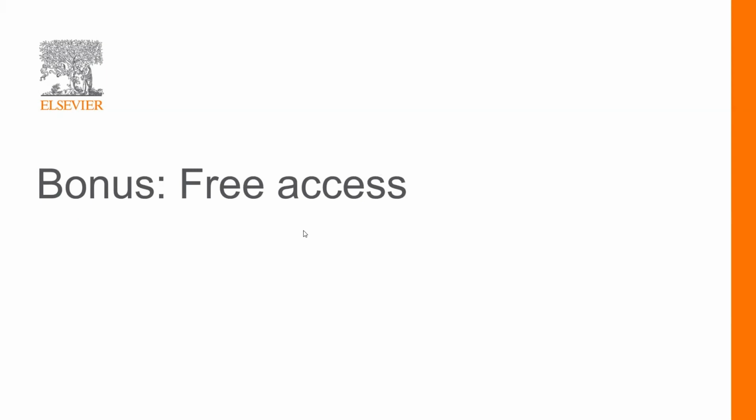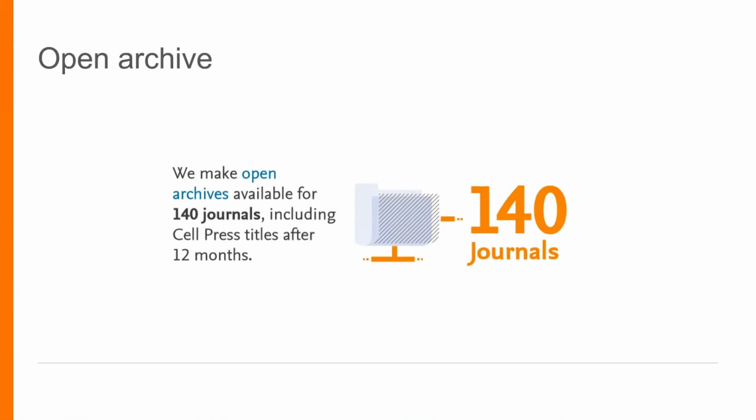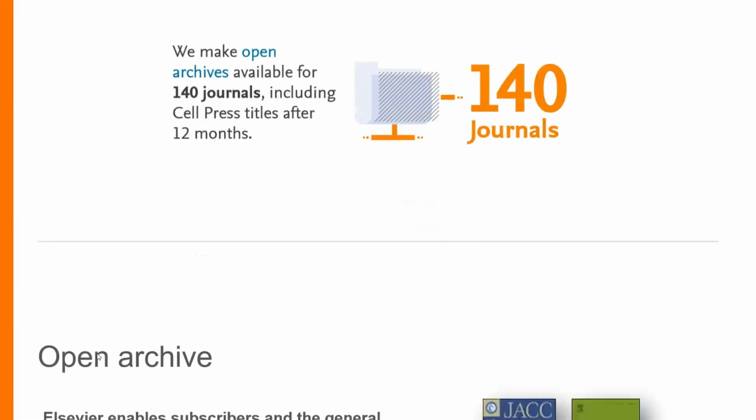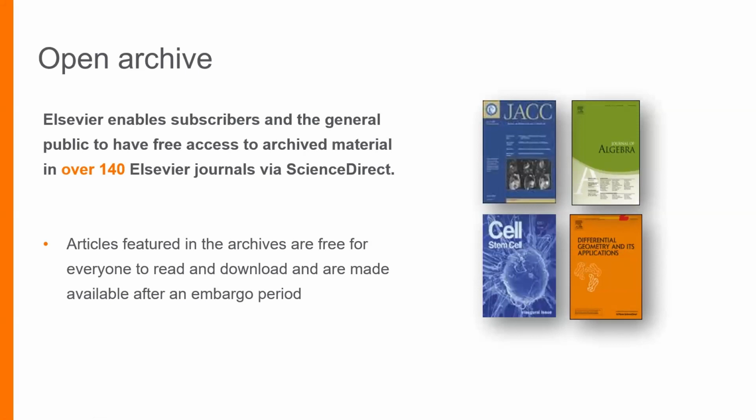last information, like a bonus information, because we talked today about open access, but I also wanted to share with you that we have a lot of free access initiatives at Elsevier, and one of those is Open Archive. So we make Open Archives available for 140 journals. This includes sponsored titles after 12 months, and articles featured in the archives are free for everyone to read and download. And they are made available after the embargo period for these 140 journal titles, which is, I think, quite nice.